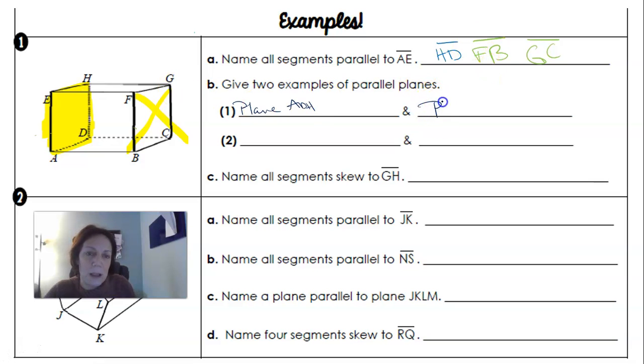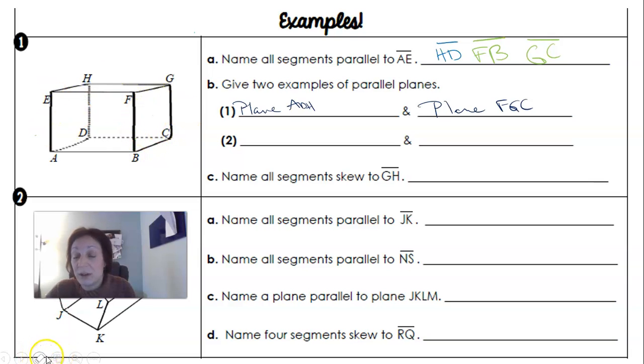And on the other side, I'm going to say plane, I don't know, FGC. Any 3 points will do. You could name it plane FGB, FBC, FBG, whatever. Just use 3 points. The word plane and 3 points. All right. Now there's a pair of parallel planes.